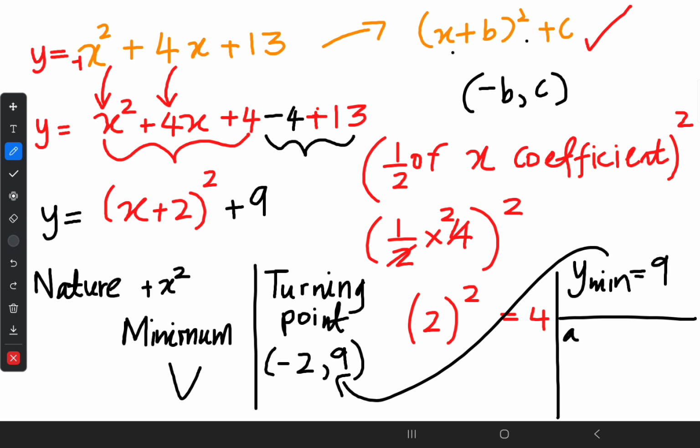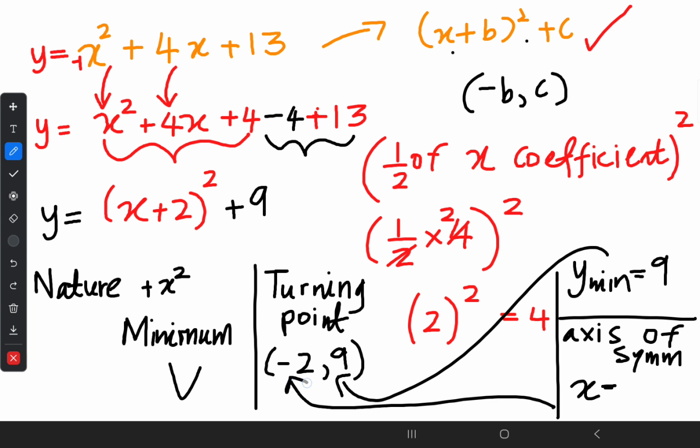Then axis of symmetry. It should be also easy. X should be equal to the turning point's x value. X is equal to negative 2. At that point only we can draw the axis of symmetry for this minimum parabola.